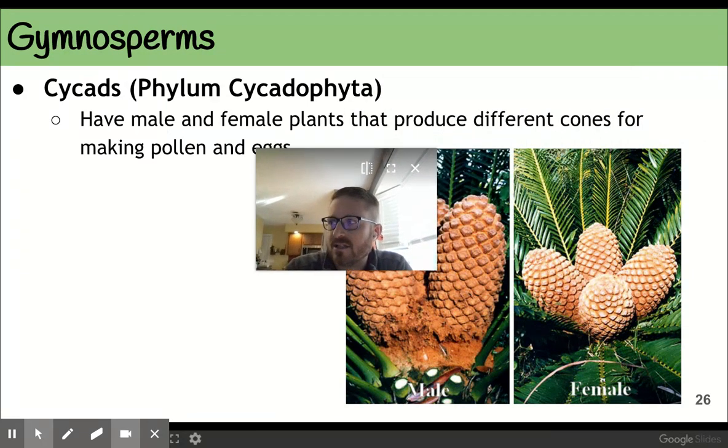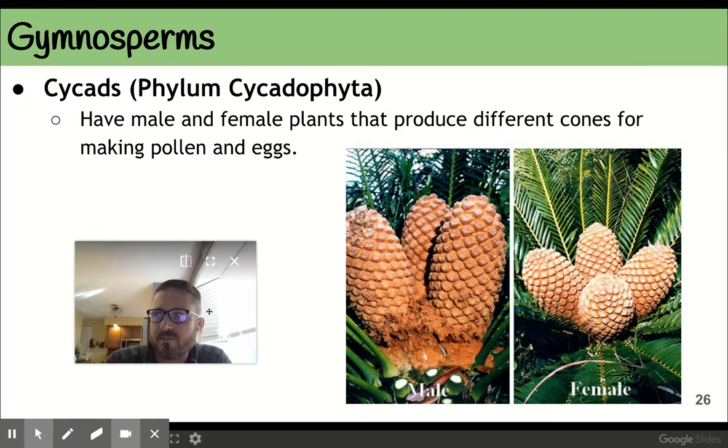Cycads. So cycads fit into a phylum called Cycadophyta, and there are male and female plants. So this would be a male cycad. This would be a female cycad, and they produce different cones for making the pollen and eggs. So obviously these cones here in the middle of this cycad would produce eggs, and then these cones in the middle of this male plant would produce the pollen. Cycads are indigenous to Mediterranean climates, kind of like southern Italy, Sicily, Greece, areas of the world like that.